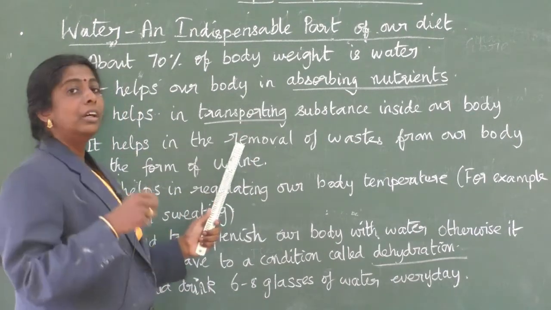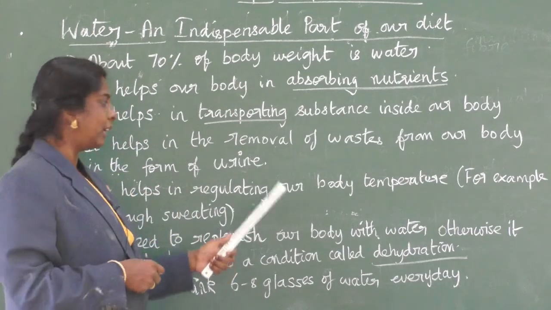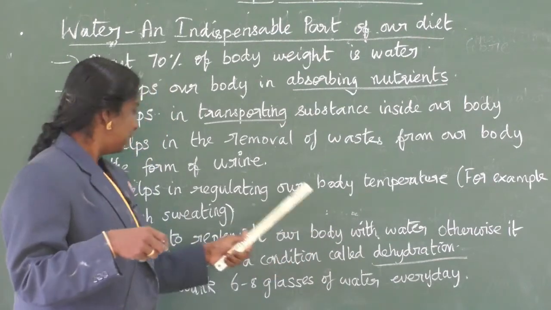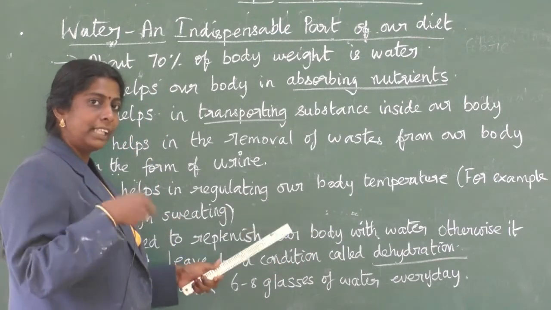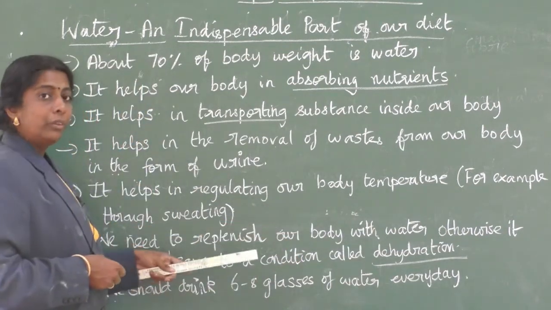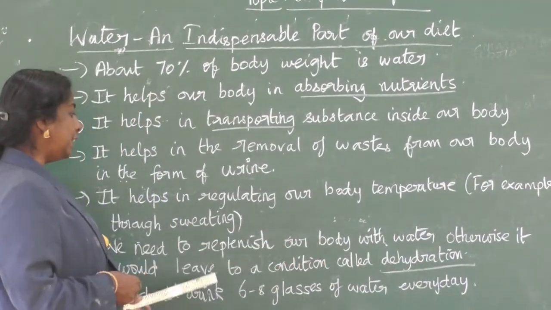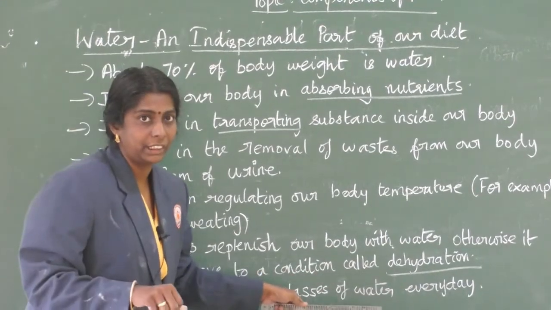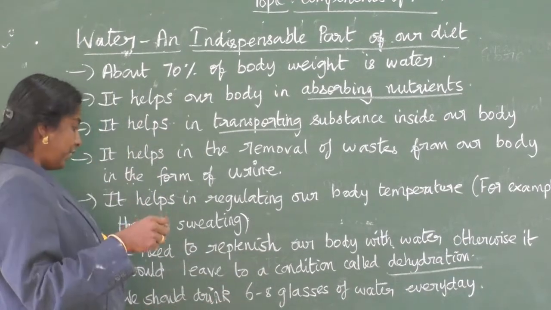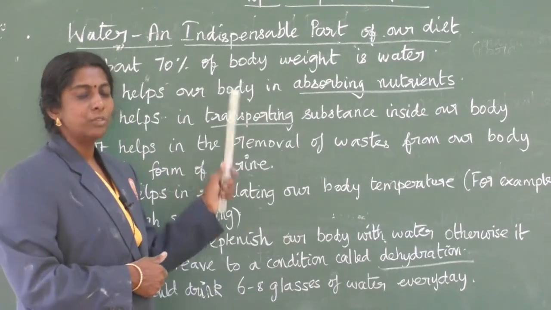It helps in the removal of waste from our body in the form of urine. And then it helps in regulating our body temperature, for example through sweating. We need to replenish our body with water, otherwise it would lead to a condition called dehydration. Water will get lost, water will get reduced. So, we should drink 6 to 8 glasses of water every day. Clear? So, this is what about water.